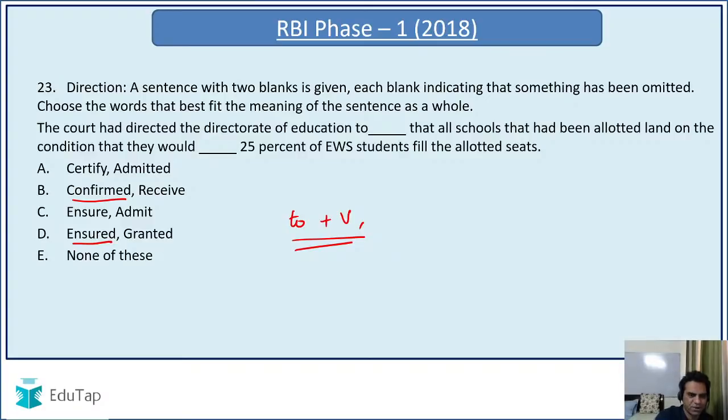Now, admitted is wrong. They would admitted, that's wrong. So correct option is option number C. The court had directed the Directorate of Education to ensure that all schools that had been allotted land on the condition that they would admit 25% of the economic weaker section students fill the allotted seats. Admit, absolutely. So correct option is option number C, guys.